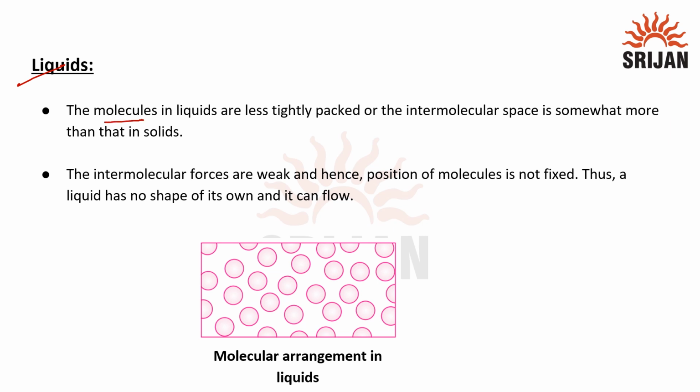The next state of matter is liquid. The molecules in liquids are less tightly packed, or the intermolecular space is somewhat more than that in solids. Here we can observe these are the molecules of liquid and they have some intermolecular space between them. So as compared to solid, they have more intermolecular space, because of which intermolecular forces are weak and hence position of molecules is not fixed. Thus we can say that liquid has no shape of its own and hence it flows.